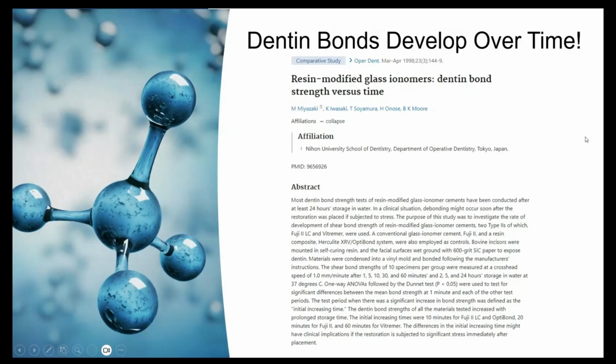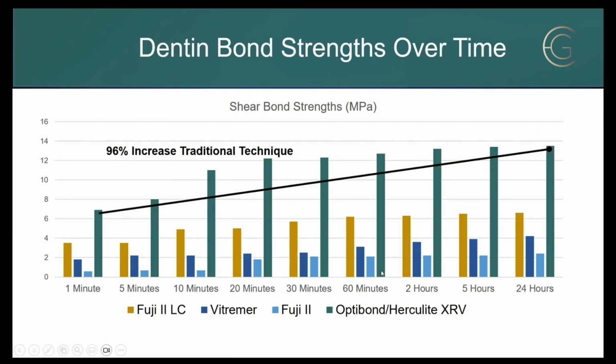I was 10 years out of dental school, and I read this study when I was at UCLA. A lot of people are still on glass ionomer, like, oh, it's the best thing to restore things, and it really bonds well to dentin. And the reality is, glass ionomers do not bond well to dentin. In this study, it was Optibond FL with Herculite, which is no longer around.